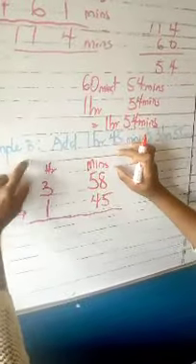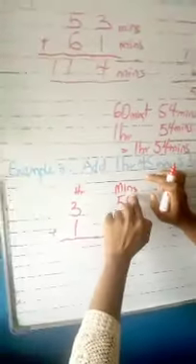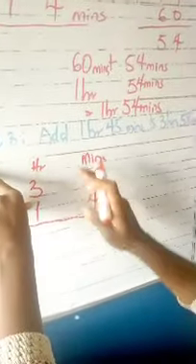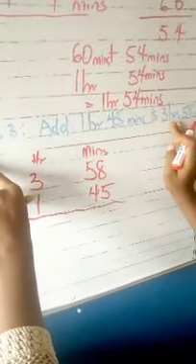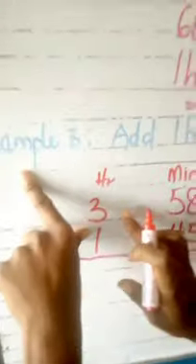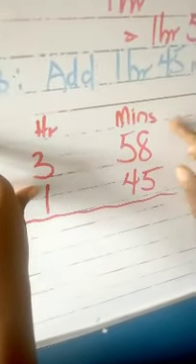Now I had to do what? I have column for hour, I have column for minutes. Good. Now I have 1 hour, I have 3 hours. Each number will go to its unit. So I have 3 on the hours and 1 on the hour, 58 minutes on the minute, 45 minutes on the minute. That's how to place our time properly. Did you get that?